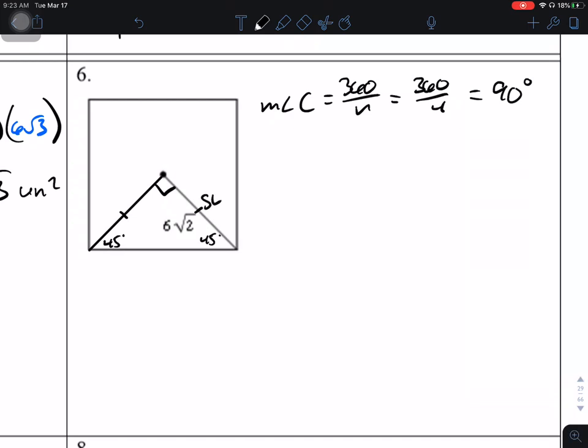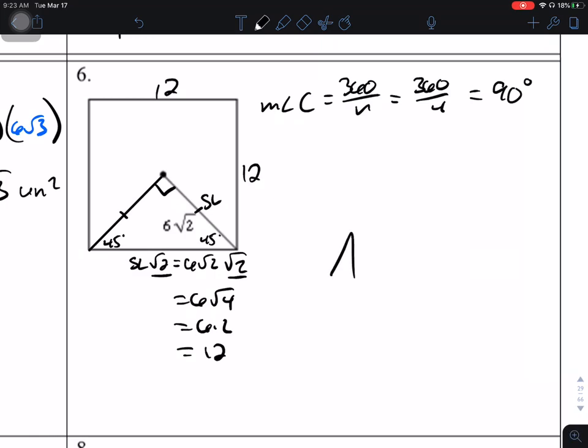Short leg is 6 square roots of 2. So that means this side is the short leg times the square root of 2, which means it's 6 square roots of 2 times the square root of 2, which is 6 square roots of 4, which is 6 times 2, which is 12. We now know that each side of this is 12.